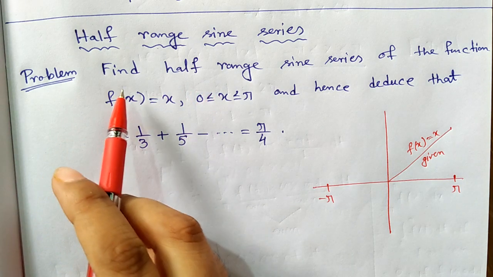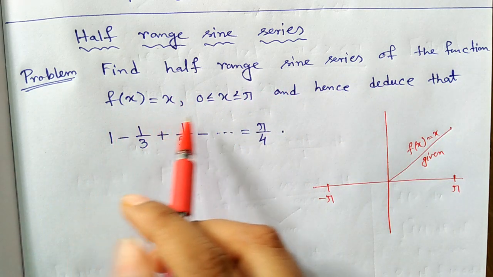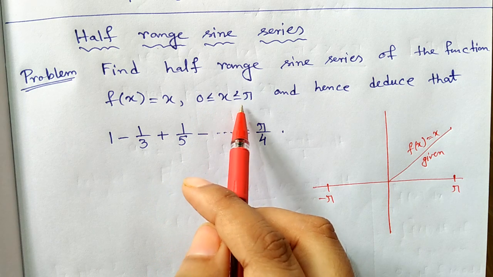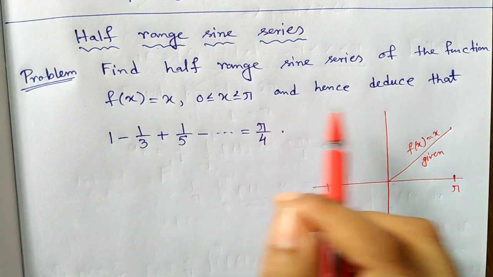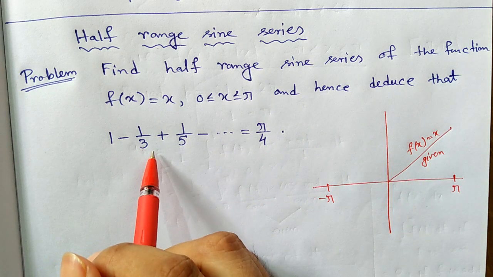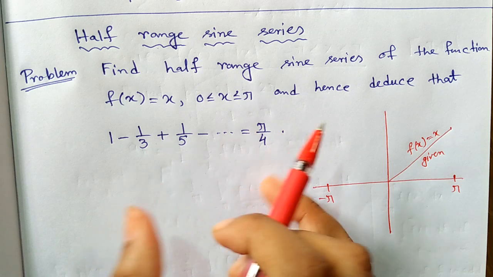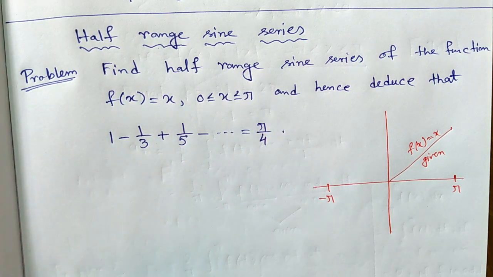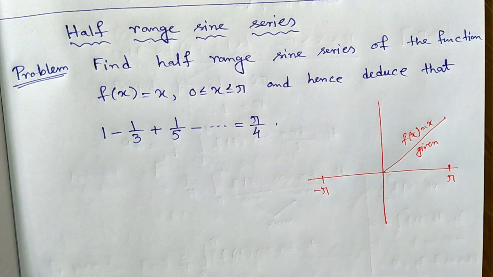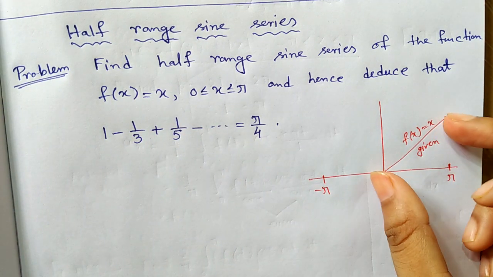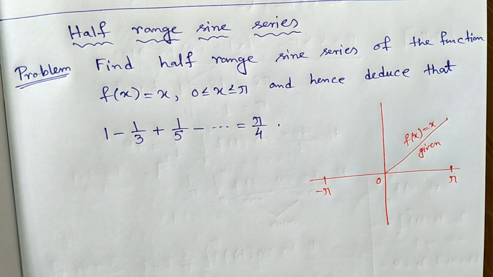See the problem. Find the half range sine series of the function f(x) equal to x, where the domain is 0 to pi, the closed interval [0, pi], and hence reduce that 1 minus 1/3 plus 1/5 minus and so on equals pi/4. Now see the graph of this function. This is our given function f(x) equal to x in this 0 to pi section.